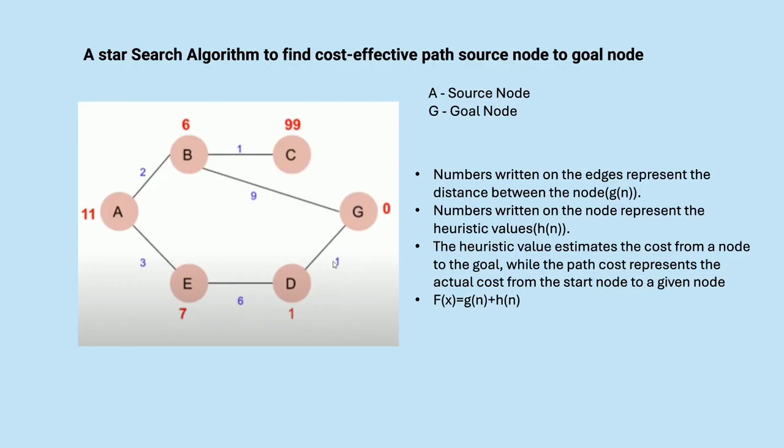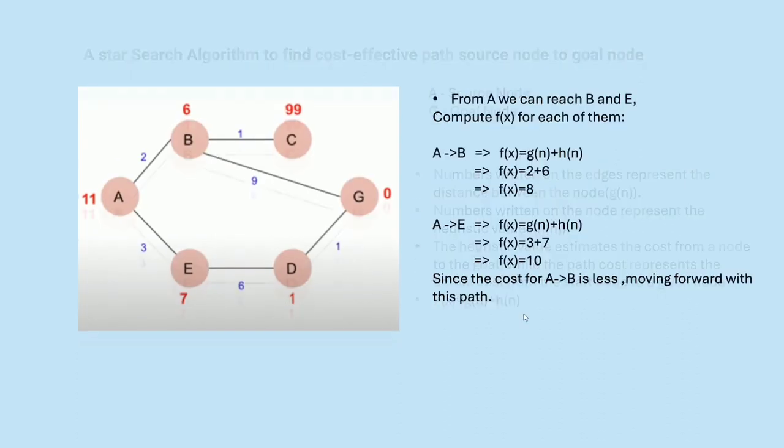From A we can reach B and E. Compute f of x for each of them. From A to B, f of x equals g of n plus h of n, where the g of n value is 2 and the h of n value is 6. 2 plus 6, f of x equals 8.